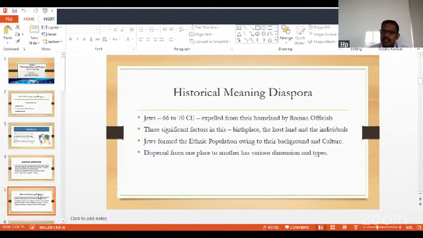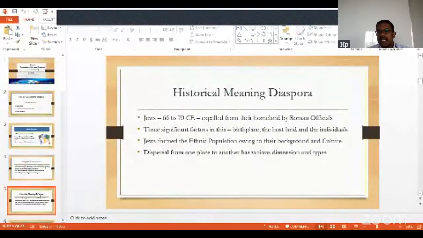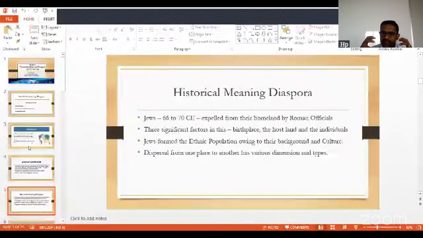The third one is the individuals. When you say I belong to a diasporic community, the individual takes interest in being part of that particular community. If the individual is not willing, we cannot consider him or her in the diasporic community. So these three significant factors play a vital role when a diasporic community is formed.